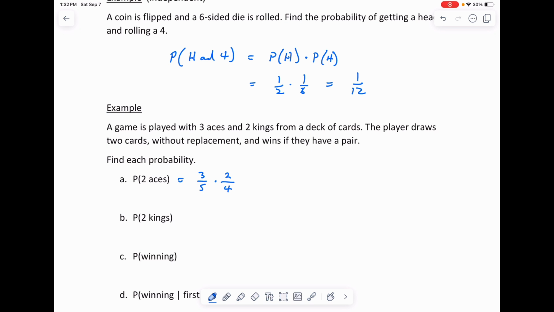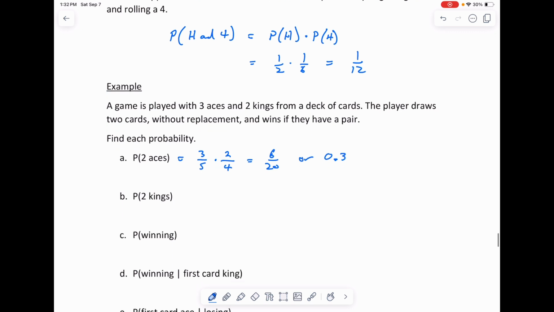So when you do this, you've got to think in those terms. You have to think about, after I draw that first card, what's left, and therefore what's the probability of that for that second card. So in this case, then we have a 6 out of 20 or a 30% chance, 0.3.